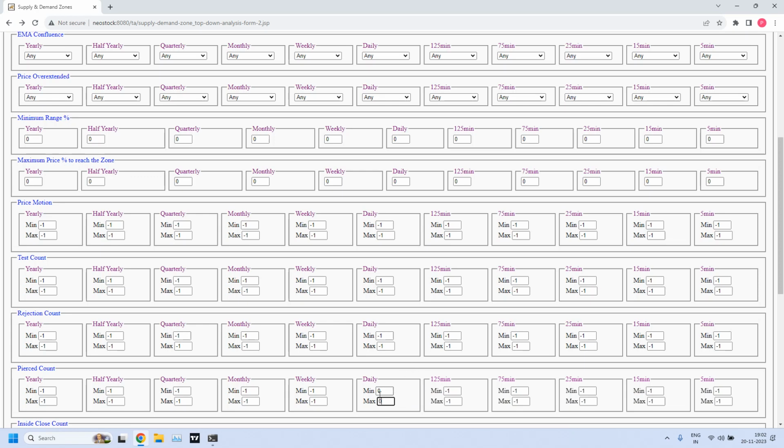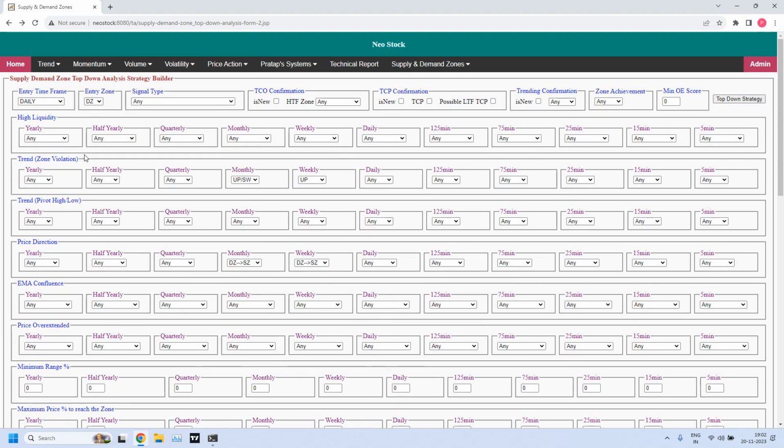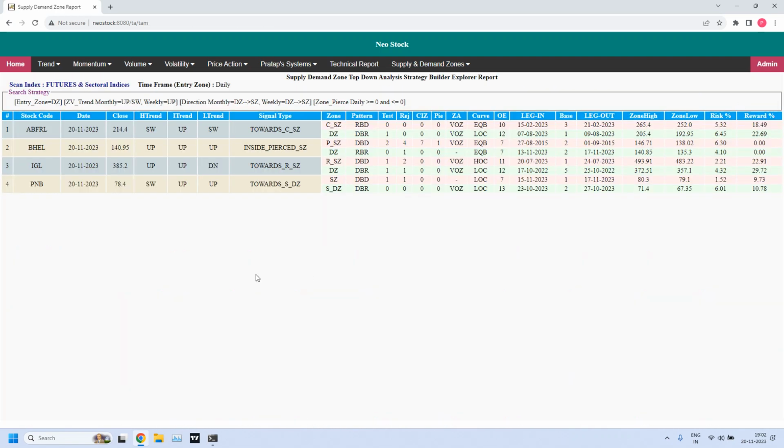So it will filter only the demand zones, based on the demand zone only. It won't care about supply zones because our entry zone is the demand zone. Now let us filter. So these 4 are bullish setup related stocks.